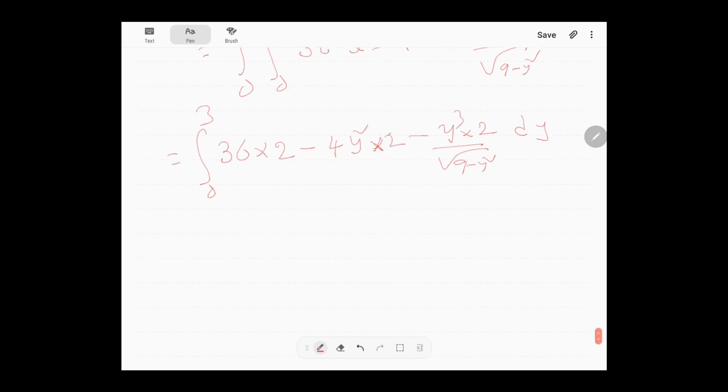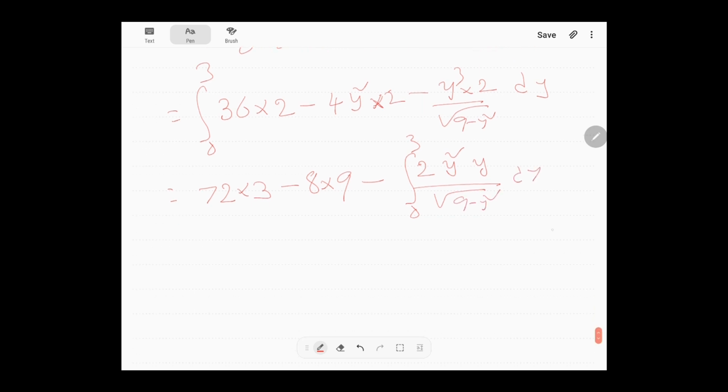Now integrate with respect to y. 36 into 2, that is 72 into y. Y is 3, minus 8 into integral y square is y cube by 3. Y cube means 3 cube by 3, 27 by 3, that is 9, minus this integral I need to do, integral 0 to 3 2 y cube. I am writing it as y square into y by root 9 minus y square dy. I'll substitute 9 minus y square is equal to some t square.